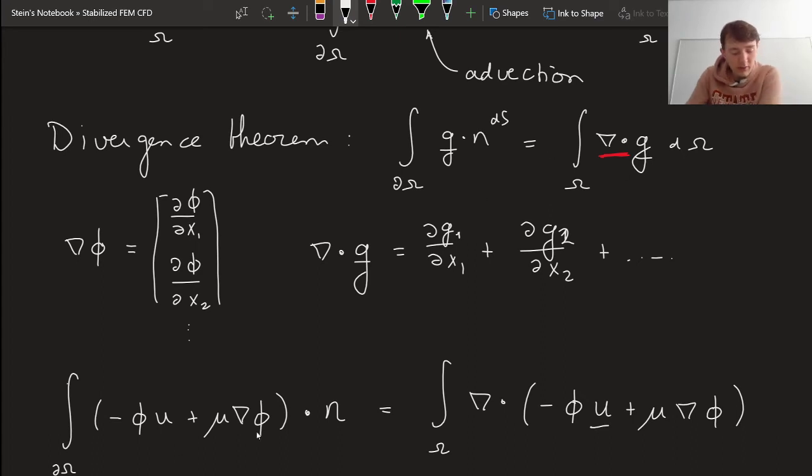Now does this make sense? Are these all vector valued functions? Yes, we have u, that's a vector, multiplied by a scalar, that's still a vector. And mu, that's the gradient of phi, well the gradient of phi, that was a vector. Yeah, so this makes sense, to operate a divergence on a vector valued function here.